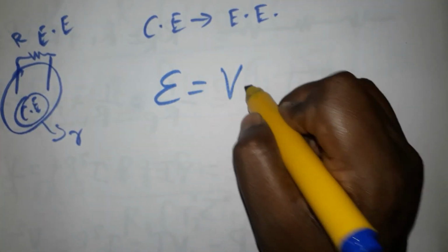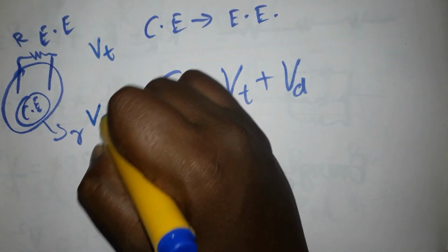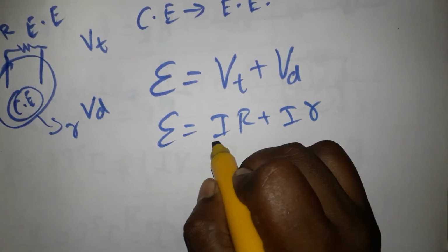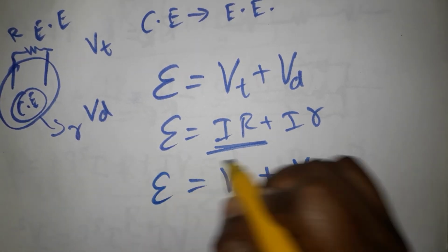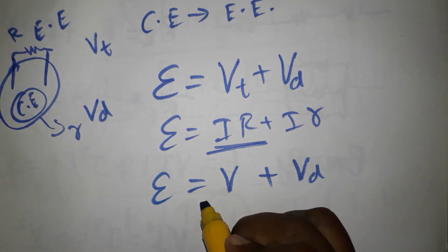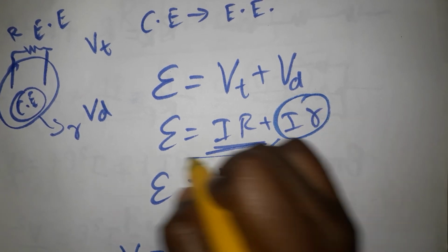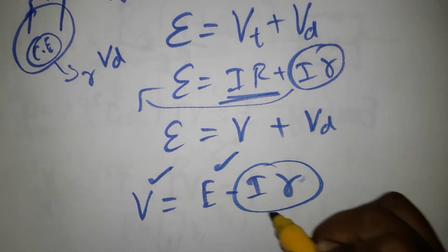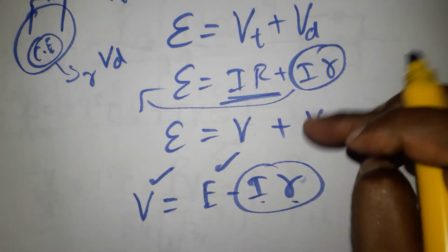EMF is equal to terminal voltage plus drop voltage. Terminal voltage is called external voltage, drop voltage is called internal voltage. EMF is equal to I capital R plus I small r. So terminal voltage V plus drop voltage is equal to EMF. The same equation we can write like this also: V is equal to E minus I times r. V is called terminal voltage, E is called electromotive force, I is called current, and r is called internal resistance. So this is how we can write the equation.